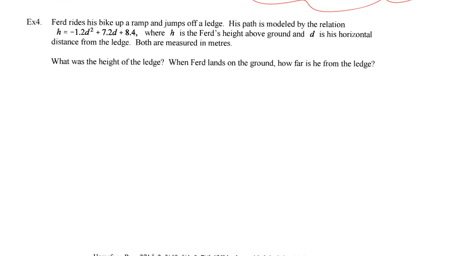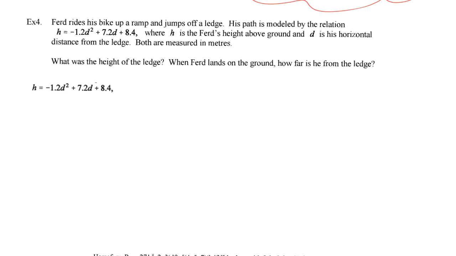So this one has Ferd, and he's on a bike, and his path is modeled by the relation here, right? The relation is where h is Ferd's height above the ground and d is the horizontal distance from the ledge, both measured in meters. We need to find the height of the ledge, and when Ferd lands on the ground, how far is he from the ledge? Let's go.